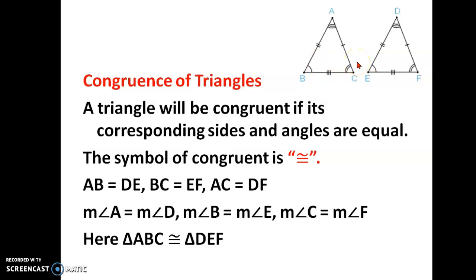For better understanding, if you place one triangle on top of the other, it will perfectly be the same. Then it is called congruent triangles. In the case of triangles, you have to place the corresponding angles. You can't say this side is equal to that side, because these two are not corresponding sides. For BC, EF is the corresponding side, and this has to be equal.